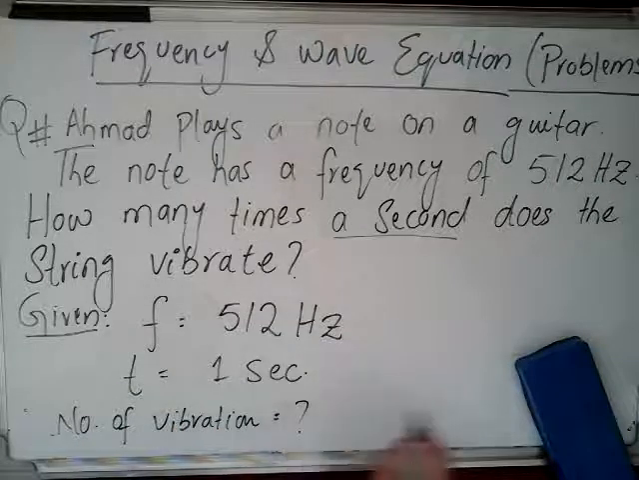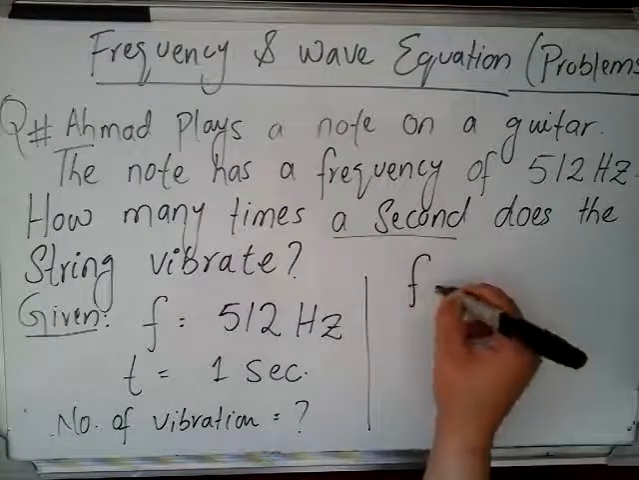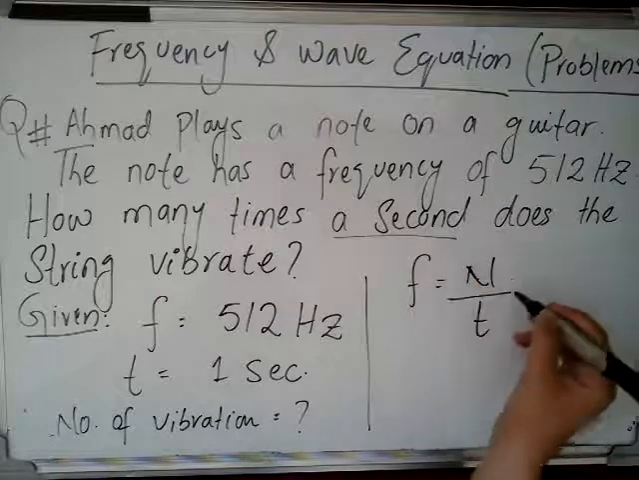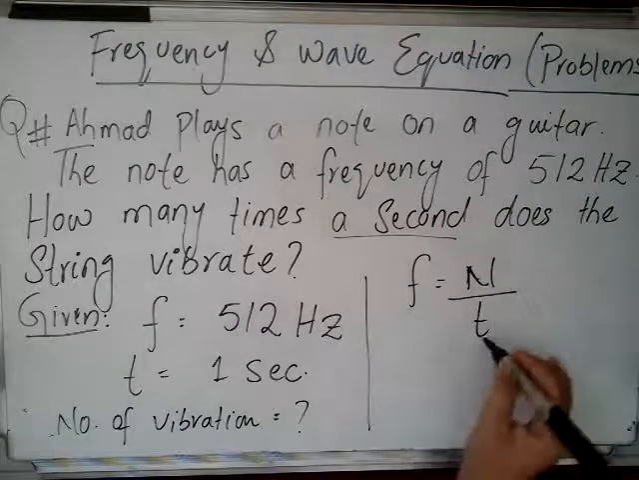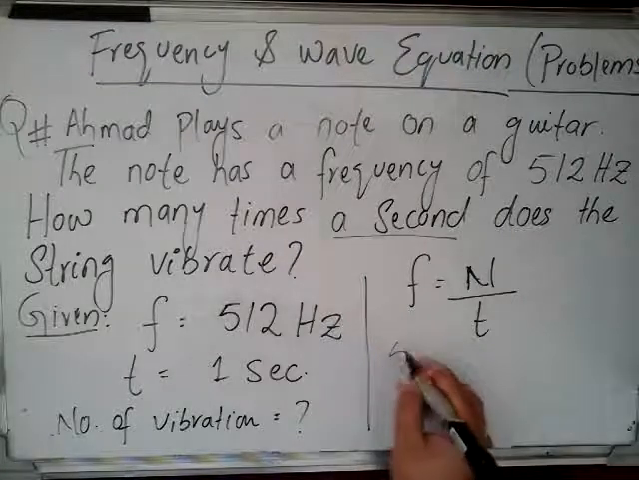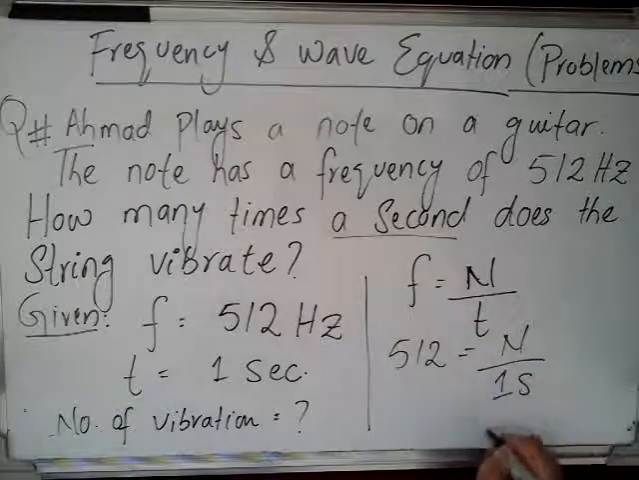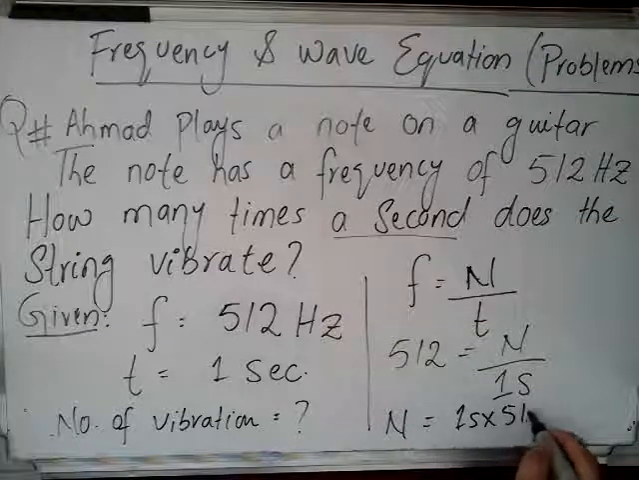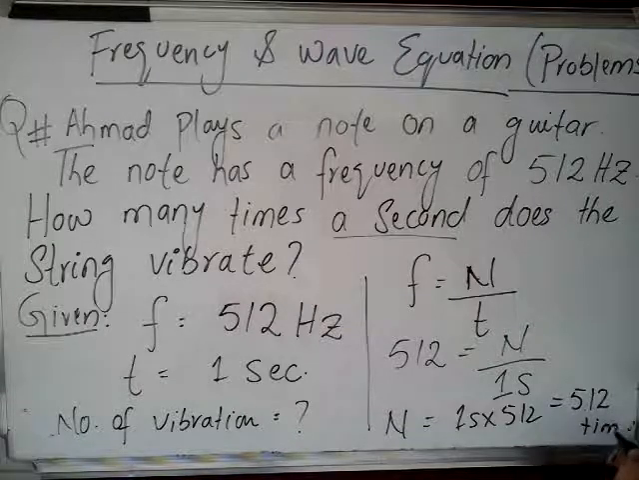So we know that the formula of frequency is equal to the number of vibrations divided by t, where n is the number of vibrations, divided by seconds. So the value of frequency, 512, is equal to n divided by 1 second. So the number of vibrations would become 1 second multiplied by 512, which is equal to 512 times.